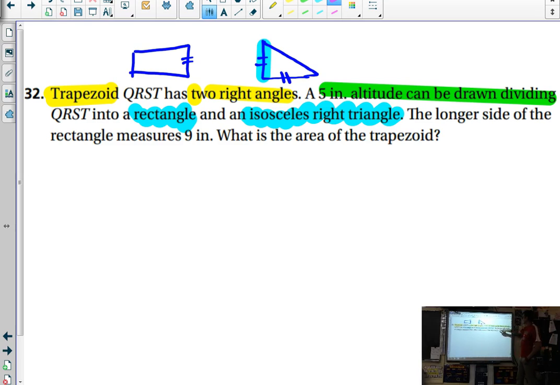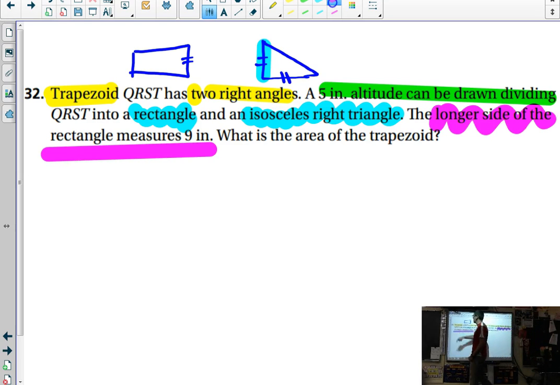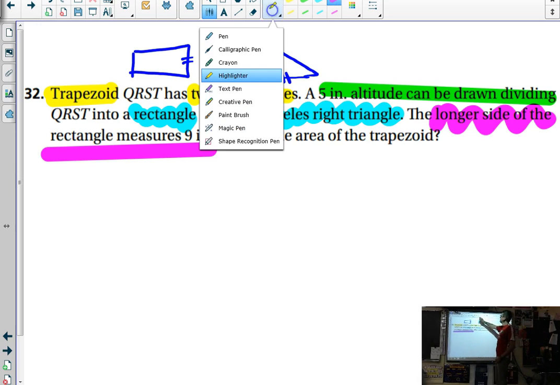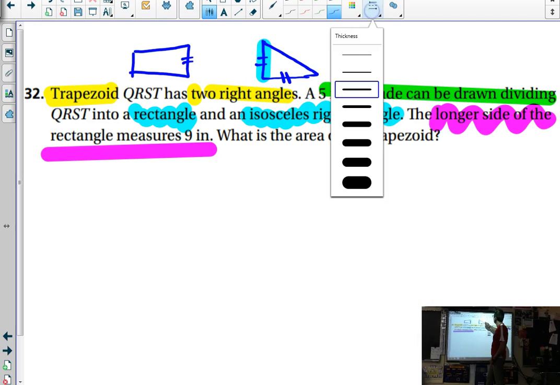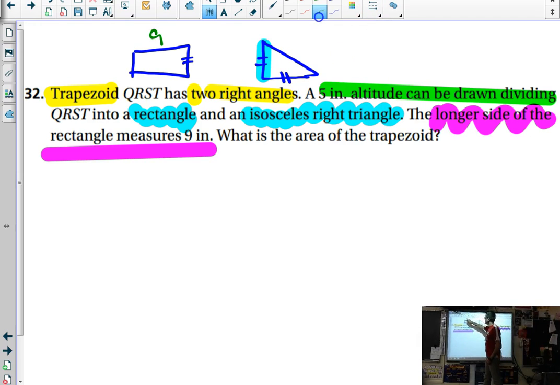another new color. Longer side of the rectangle measures 9 inches. And I'll highlight below that because it's kind of a dark highlighter. So now we know that this, if we set up the rectangle like that, is 9 inches. And the altitude that split the rectangle and the triangle is 5 inches.